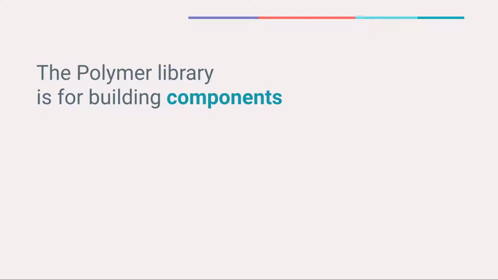So the Polymer library is for building components. Major companies, major Google products are adopting these components and building components. But they're not just building components. They're building applications out of these components. And so we get this question asked a lot. OK, web components are great, but how do I take these web components and then construct an actual application?